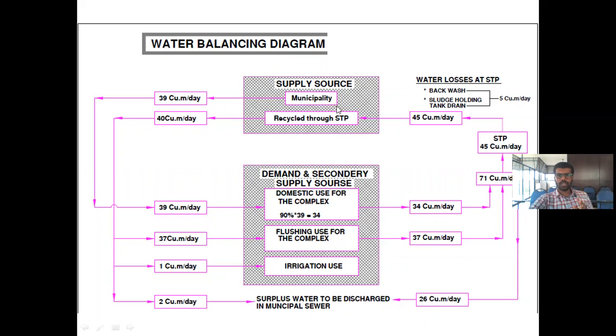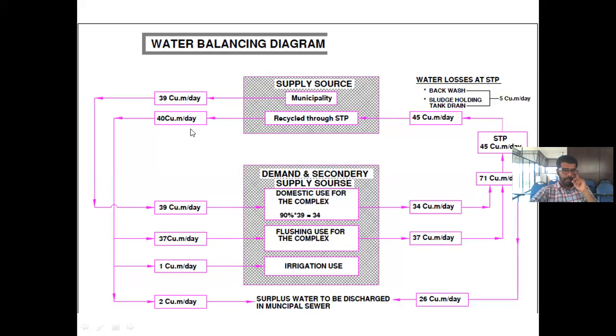So here, this is the supply source. We have a municipal water tank and recycled water through the STP. Just imagine this is a huge project. You have 39 cubic meters of water per day stored in the municipality underground tank or corporation water tank. Now we have 40 cubic meters of water per day from the STP. Now we are trying to distribute this water for our demand. Both are supply sources: one is the municipality and another is recycled through the STP.